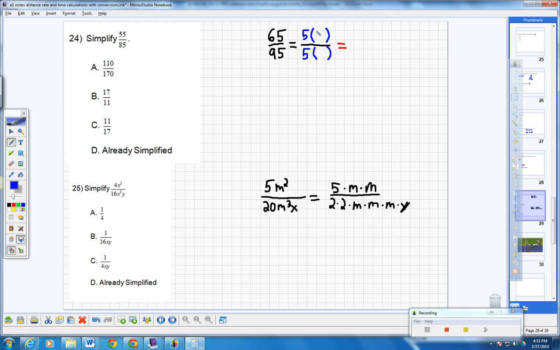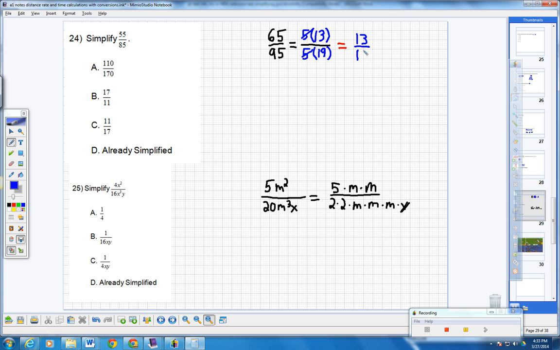65 can be rewritten as 5 times 13. You should know that both those are divisible by 5. And you have a calculator, so you could divide them both by 5. And then write 95 as 5 times, well, let's see, if I doubled 9.5, I would get 19. So, I know that I could cancel common factors, and I'm left with 13 over 19.